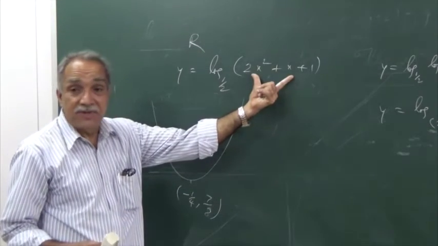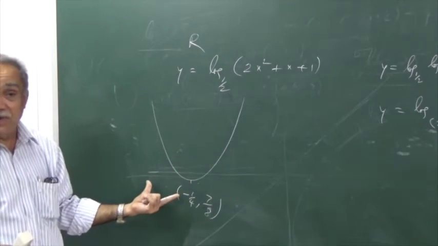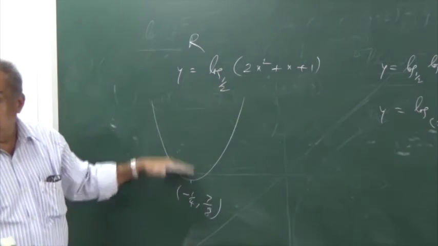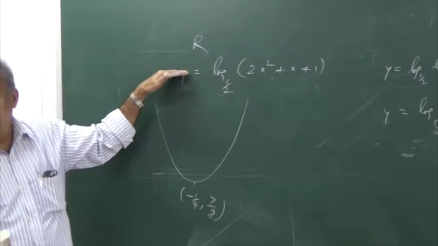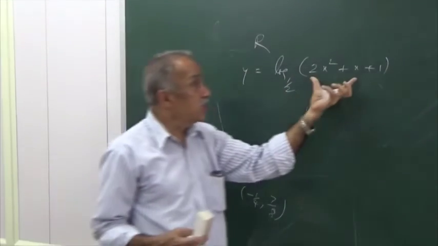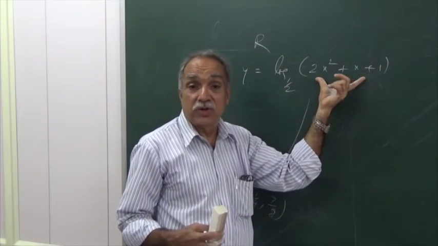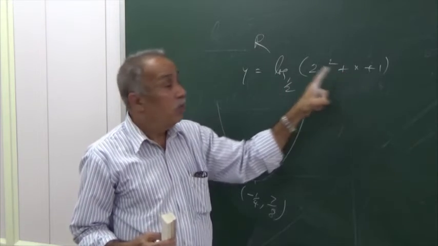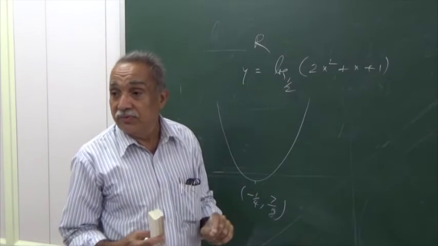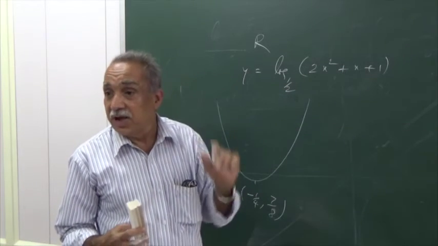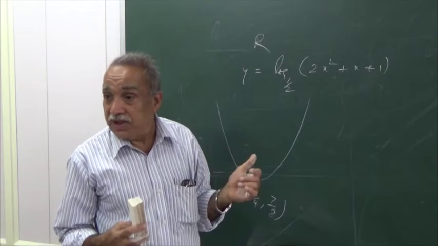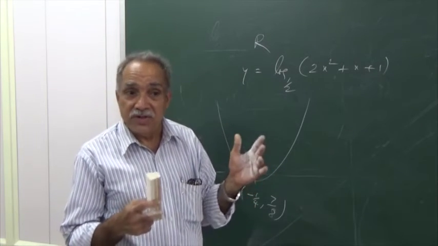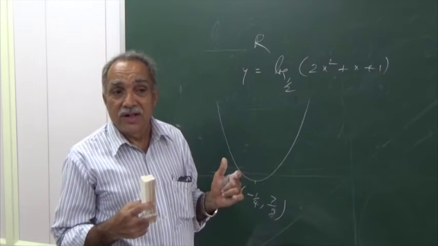What about the range? What values are attained by this function? Clearly from the graph, the values attained by 2x square plus x plus 1 are values greater than or equal to 7 by 8. So this takes all values greater than or equal to 7 by 8. For numbers greater than or equal to 7 by 8, what will be log to the base half? If you want, recollect the graph of log x to the base b, b less than 1. From the graph, you can actually see the range of the function.